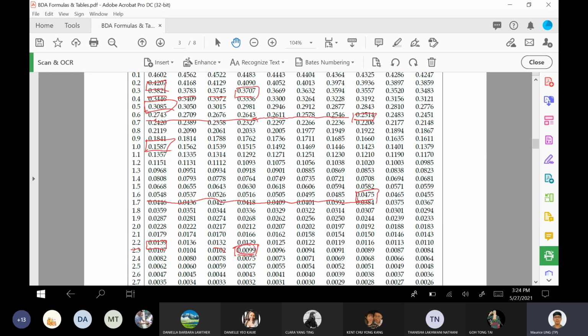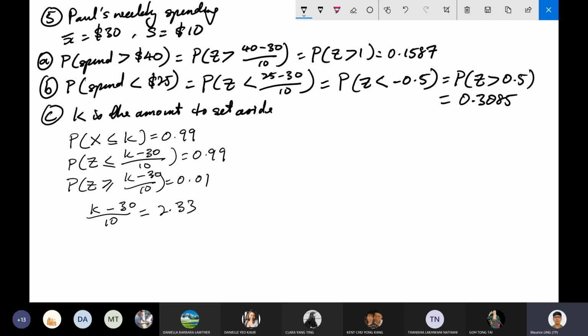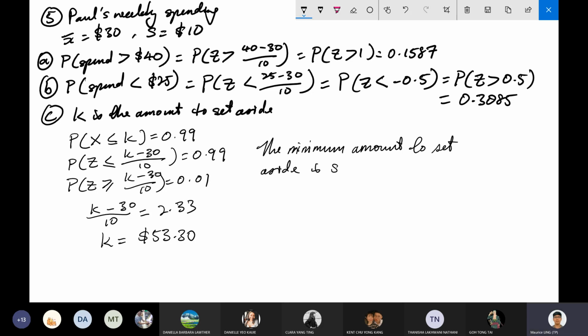So from the probability, you find out what is the axis. So 2.3, 0.0123, 2.33. So you get to 2.33. Multiply up, you need to set aside $53.30. So just answer. Okay? The minimum amount to set aside is $53.30.